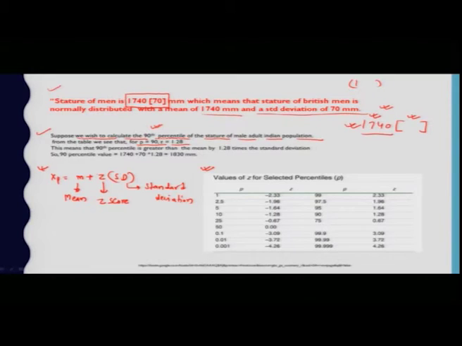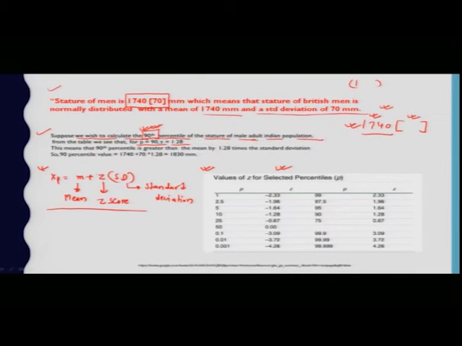So, now we have to calculate the 90th percentile of the stature of the male adult Indian population. So, first we have to see what is given: p equals 90. So, this formula is used for calculating the particular value of the percentile.